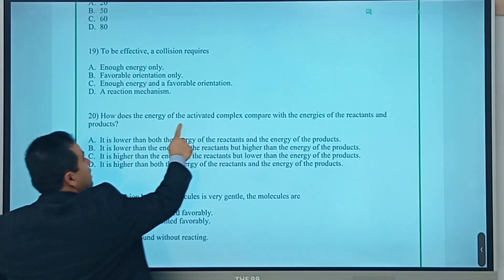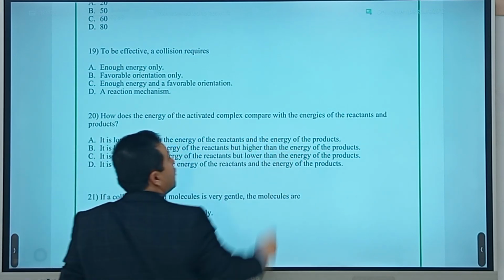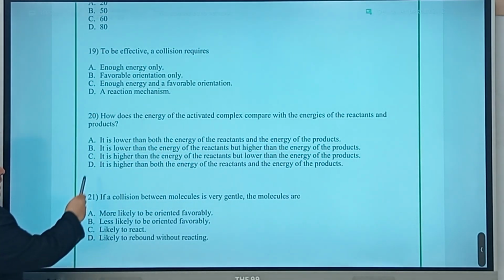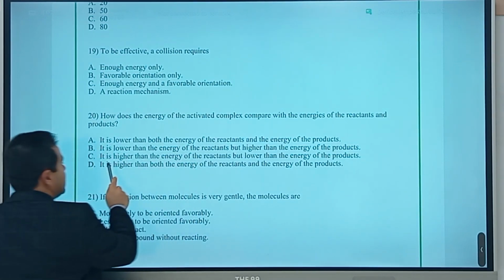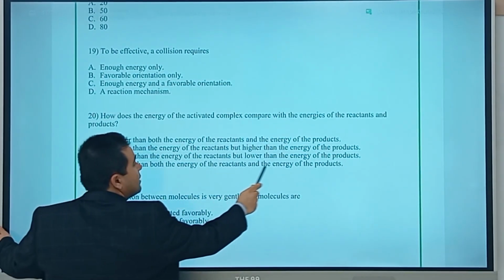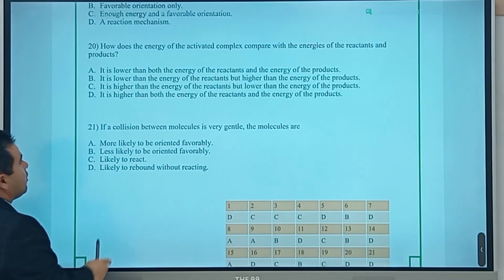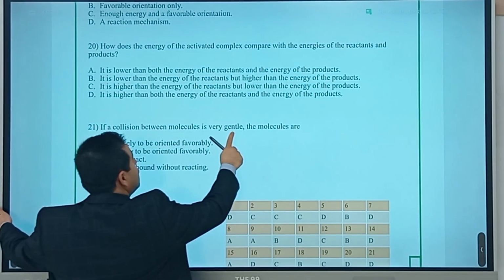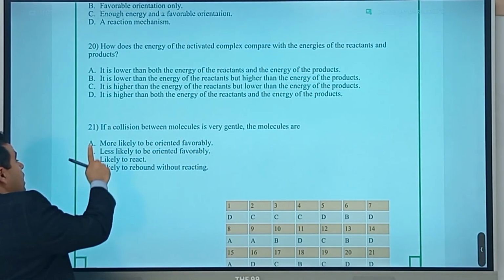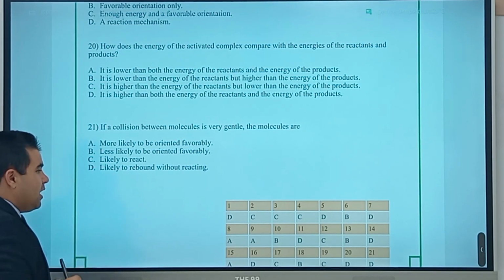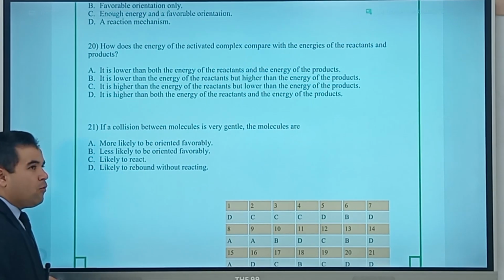How does an energy of activated complex compare with the energy of reactants and product? It's higher than both the energy of reactant and energy of product. D is the correct answer. If a collision between molecules is very gentle, the molecules are likely to rebound without reacting. D, this is the second time it appears in ministerial exam question.